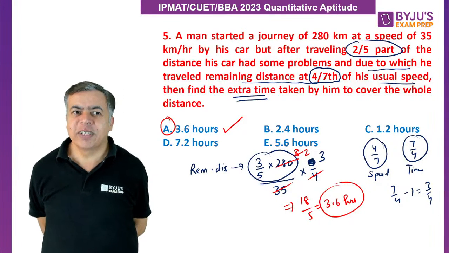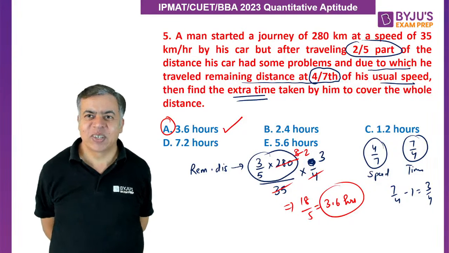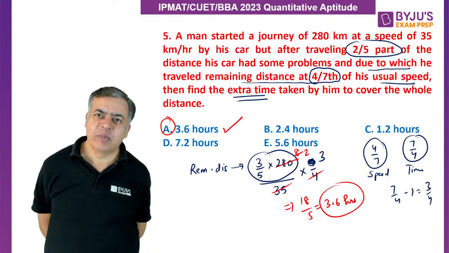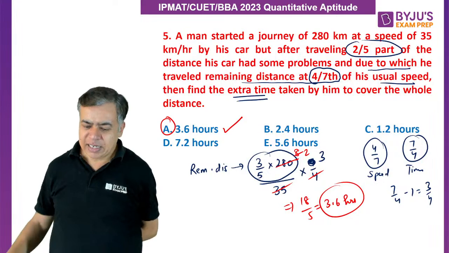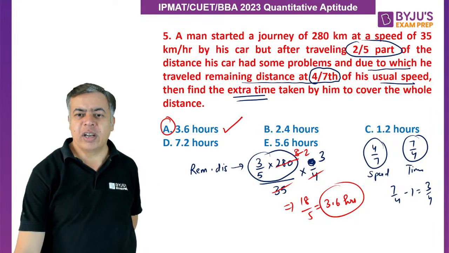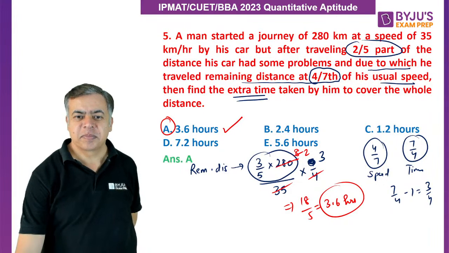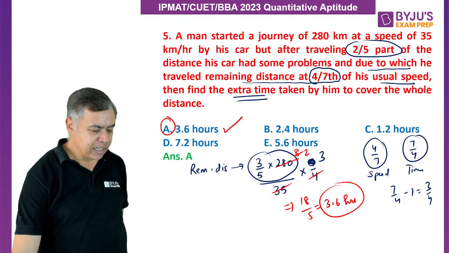So let's move to the next one. If you get any doubt in this, you can ask. Otherwise, I'm moving to the next question. Even if you get a doubt later on, you can put it in the comment section. A option is the correct answer.